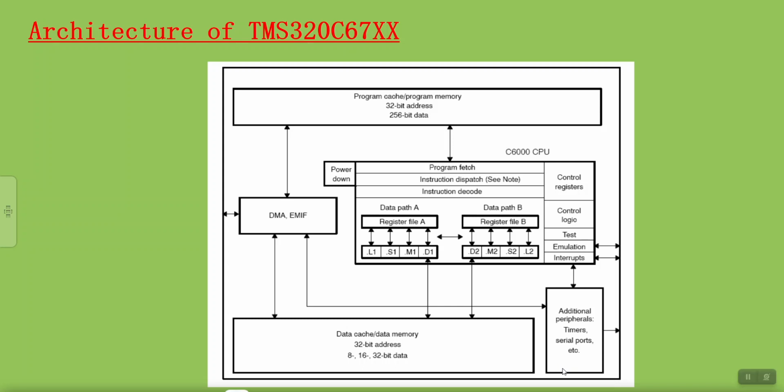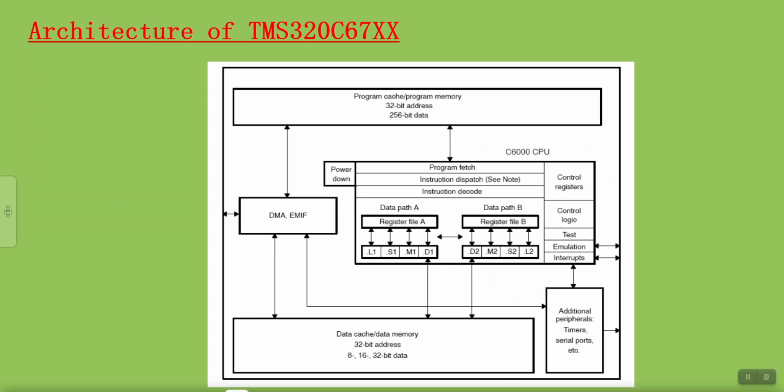Here, we are going to discuss the architecture of the TMS320C67XX DSP processor. This processor is made by Texas Instruments and is used to process digital signals. The architecture can mainly be divided into four parts. The first part is the CPU, that is the central processing unit.